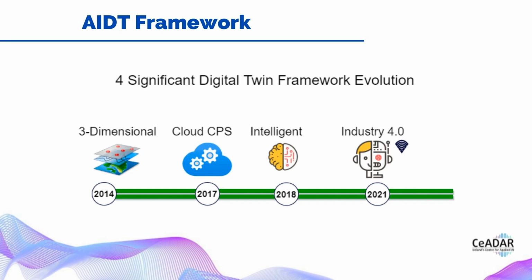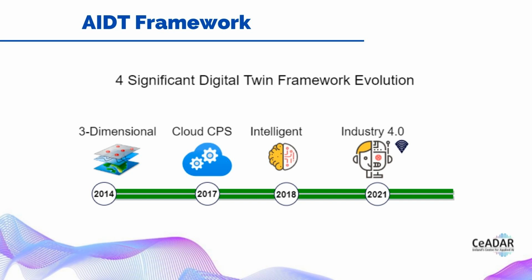And the intelligent DT framework is more suitable for well-being and healthcare applications, but may require a complicated AI system. The Industry 4.0 DT framework provides similar features to the intelligent DT framework, but its implementation may require a combination of cloud CPS and AI DT architectures.